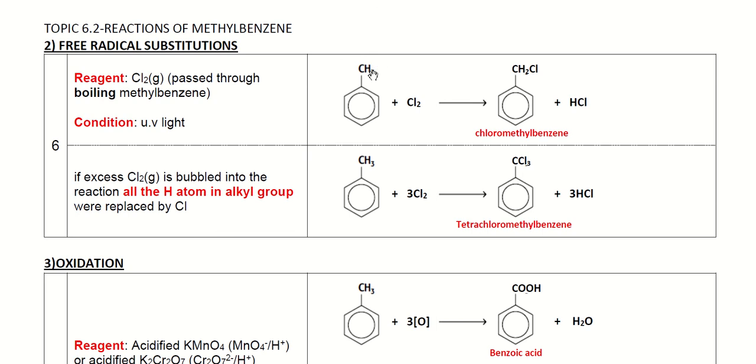So CH3, you just replace one of the hydrogen with the chlorine. So now it will become CH2Cl. So what do you call this? It will be chloromethylbenzene. And then next one, let's say for example, you keep on adding the chlorine so that you replace all the hydrogen in the methyl. So here it will be CCl3. It means that you already replace all the hydrogen in your methyl. So what do you call this? It will be tetrachloromethylbenzene. So this one will be plus 3HCl.